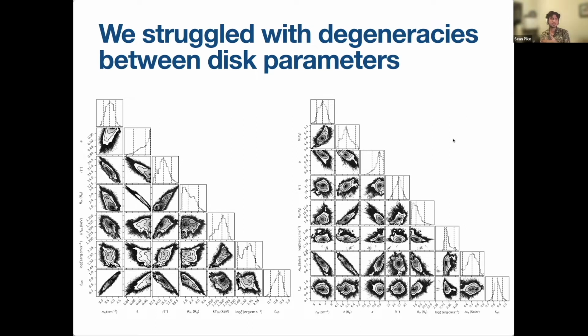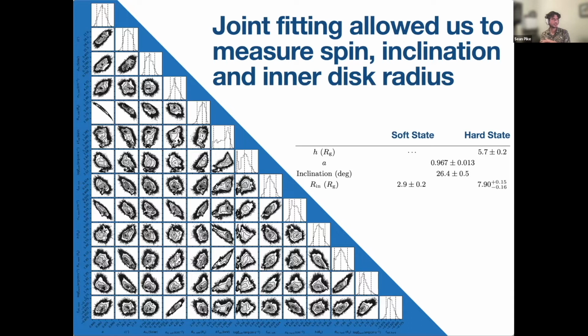And we really needed to do a joint fit in order to measure disk parameters like spin, inclination, and inner disk radius. So that's what I did. I fit both spectra at the same time, and I tied together parameters that I thought were pretty unlikely to change on the scale of a week, which is the time between this soft state observation and the hard state observation.